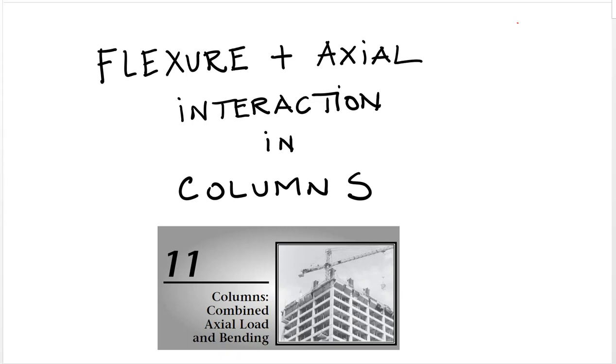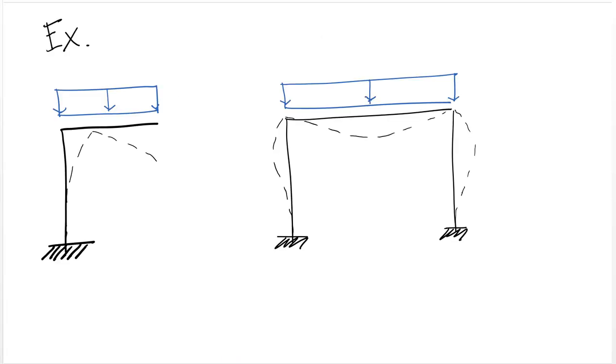In this lecture, we're going to discuss flexure and axial interaction in columns. You can find information about this in chapter 11 of your textbook, which I've uploaded to the Blackboard site. So first of all, what is flexure and axial interaction, and why do we care about it? Well, let's do some simple examples where we can see their interaction.